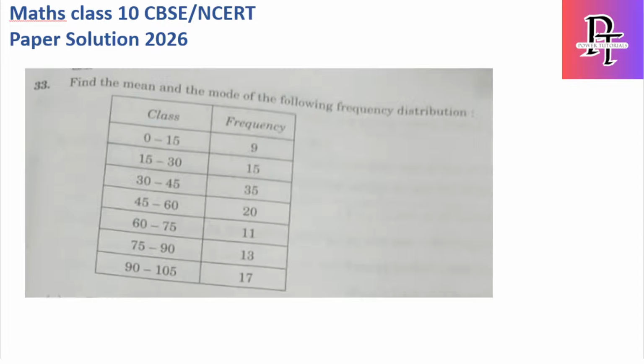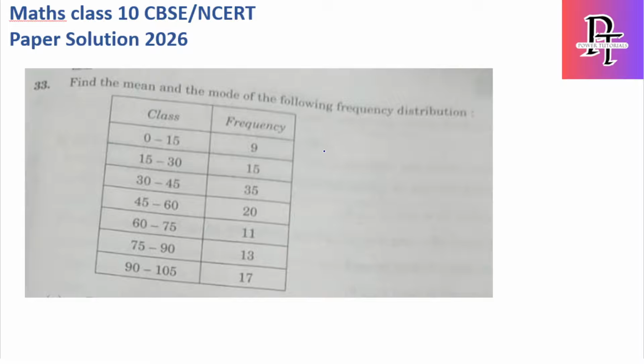Okay, now let's move to the next one. So ये statistics का question है, find the mean and mode of the following frequency distributions. हमको class दे दिया, frequency दे दिया और हमको mean और mode दोनों पूछ रहे हैं. शायद mean का weightage 2.5 है, और mode का भी weightage 2.5 हो सकता है, तो इस वाले का हमको पूरा 5 मार्क मिलना चाहिए.